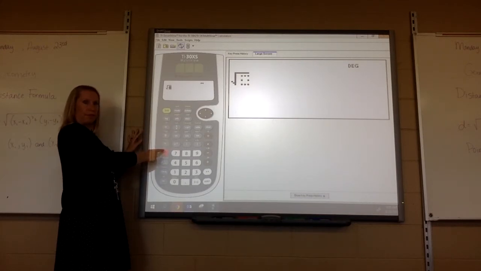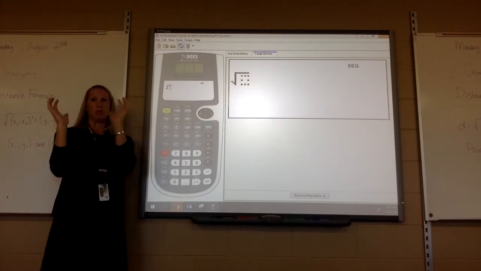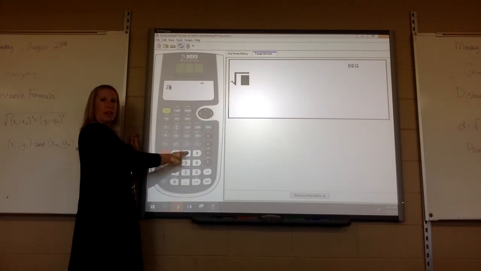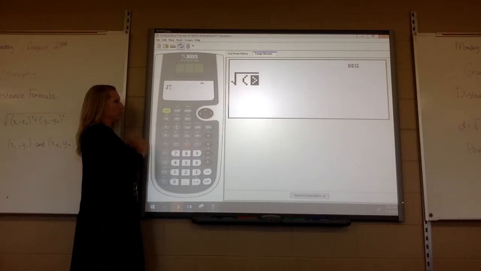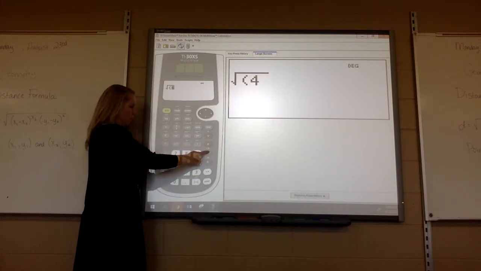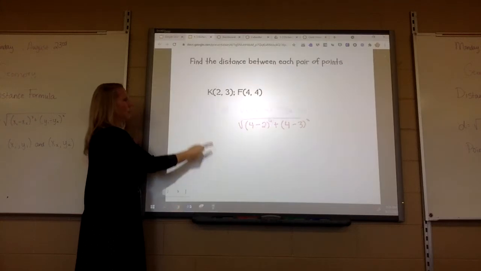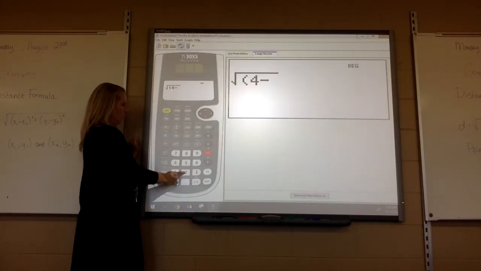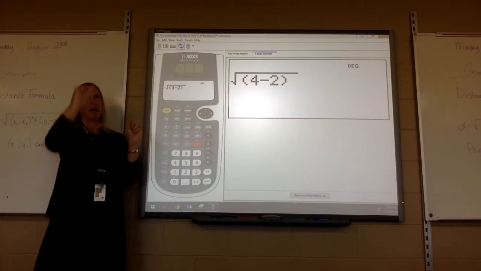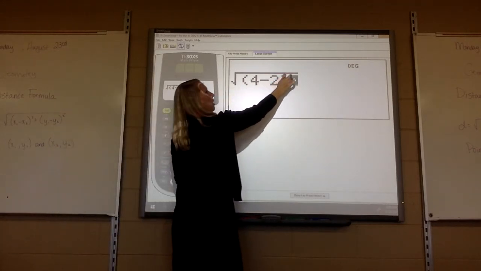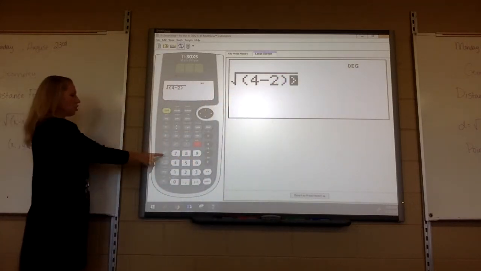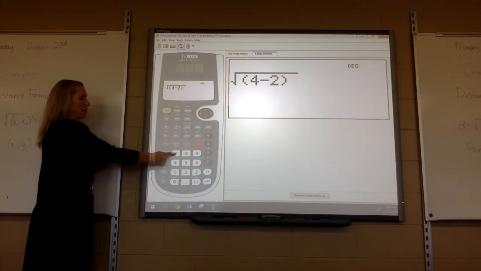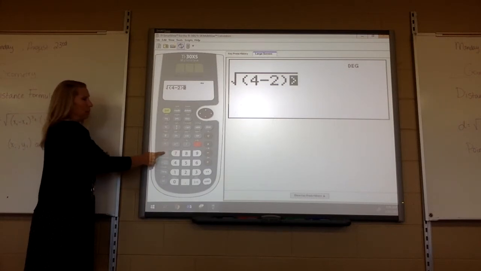You guys find it? Okay, now we have to use parentheses. Do you know where the left parenthesis is? It's right above the 8. So I would do 4 minus 2, close the parentheses. Now, do you know how to put the little 2 up here? You're just gonna push the x squared button next to the 7.